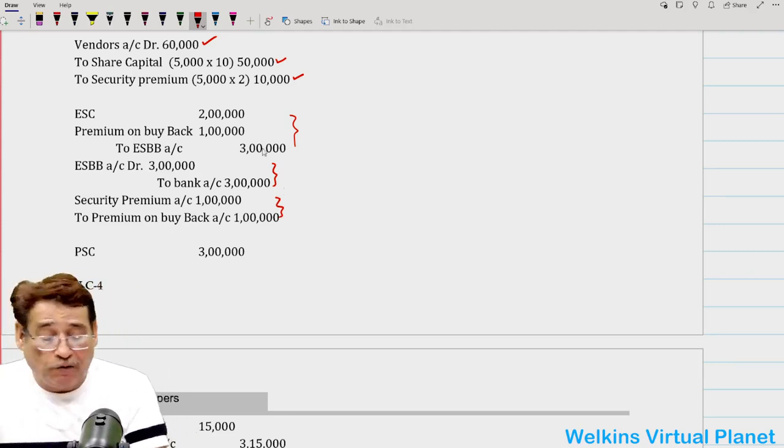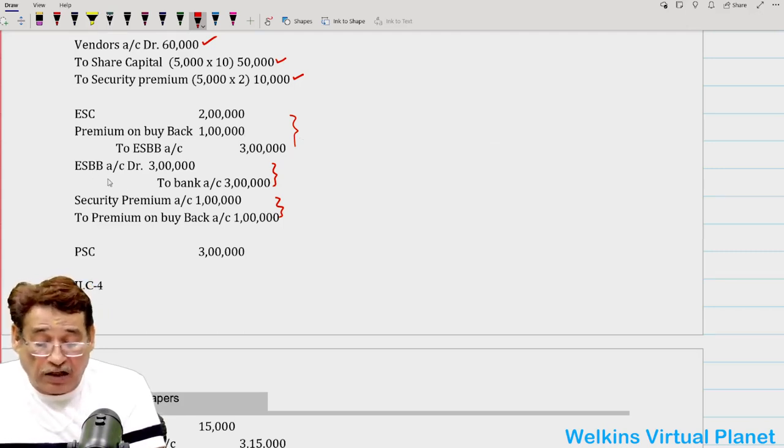And I will have to post this entry. First of all, I will prepare the equity share capital account, which I have already told you. Towards the debit side, I will write to equity share buyback 2 lakh. I will open a premium on buyback account. I will write towards the debit side to equity share buyback account. Then in the equity share buyback account, I will write by equity share capital, by premium on buyback.